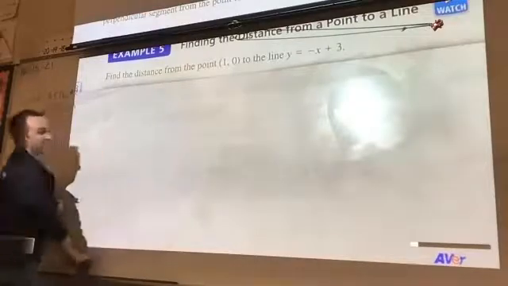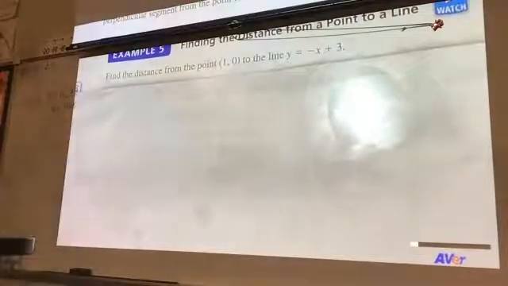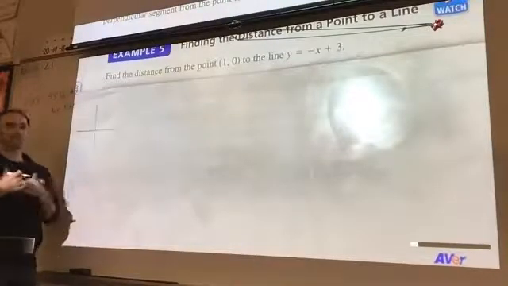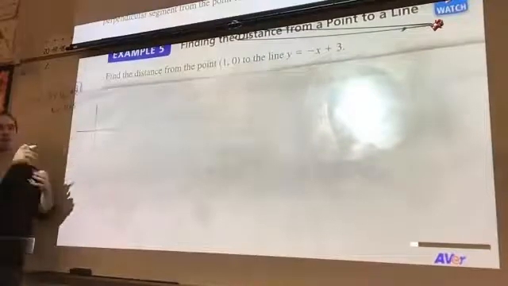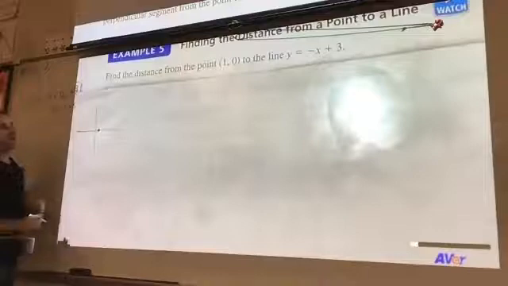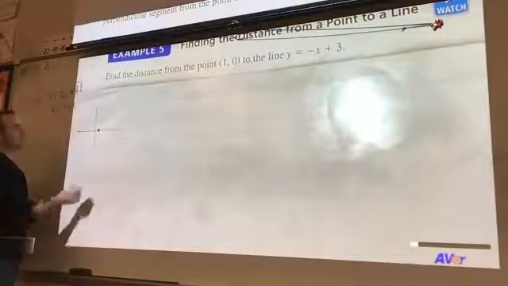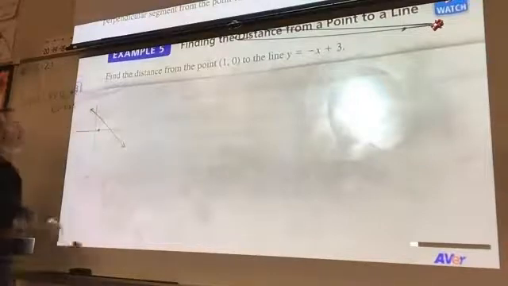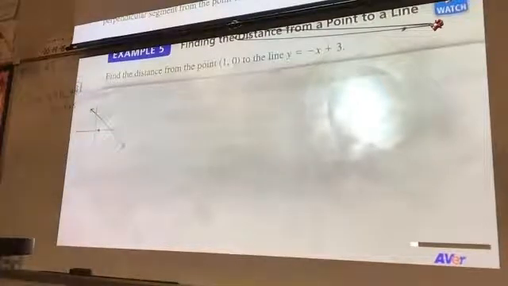They don't give that to us now. They give us the equation of the line and the point, and we need to find the distance. So just so that we can visualize it, and we don't have to graph it every time, I'm just going to show you what we're talking about here. I've got my point at 1, 0, and my line is going to be something like that.